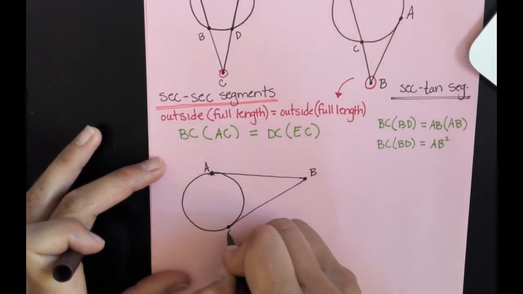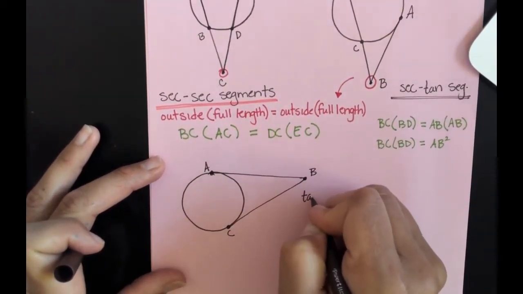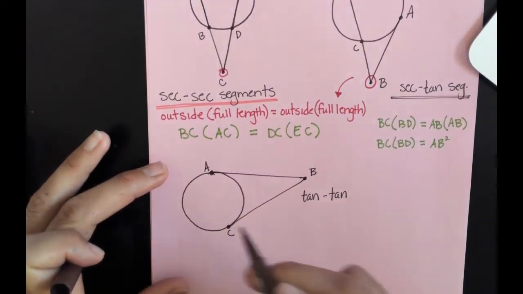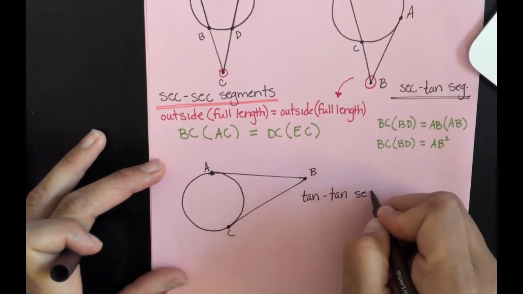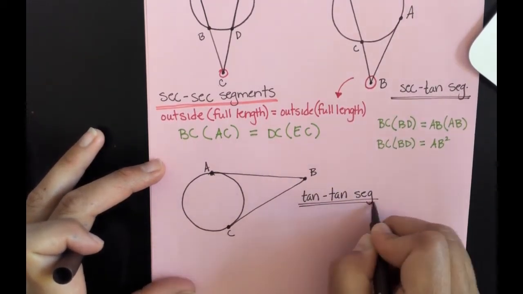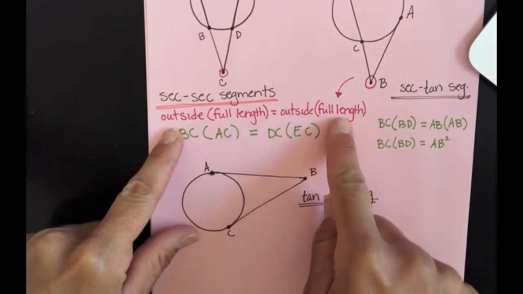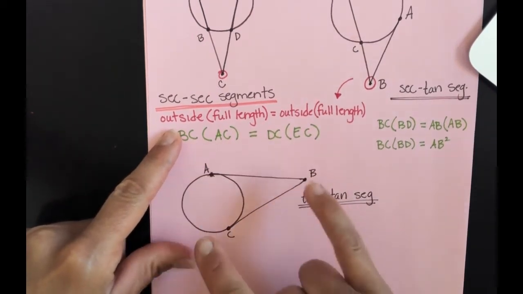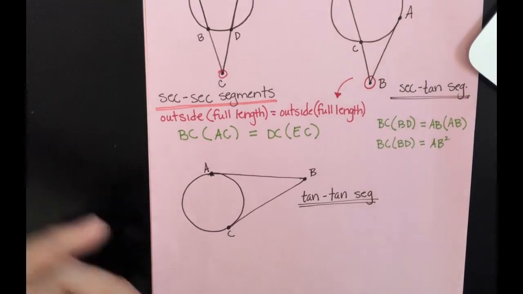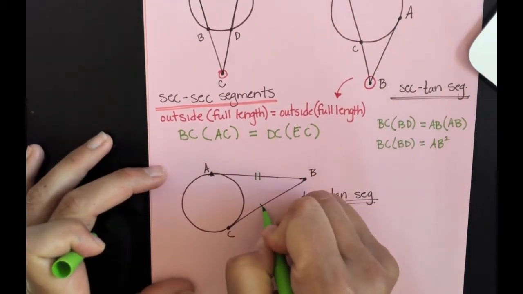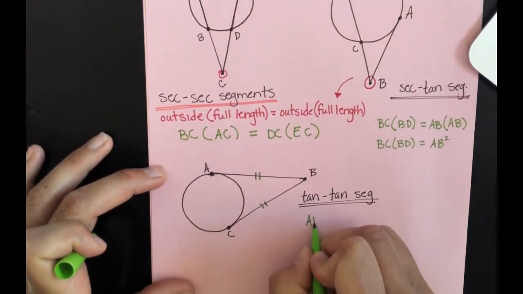And with our two tangent segments, they do both, again, intersect outside of our circle. But with tangent segments, they're going to be equal. And it actually still follows this pattern. Outside times the full length, outside times the full length. They just end up being equal to each other. So these will always be equal.